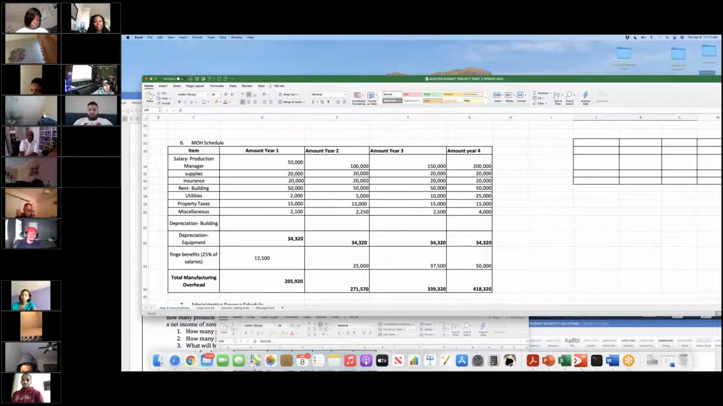Now, to get your manufacturing overhead, remembering you're moving to make $1 million and $2 million, you have to look at financial statements for the industry that you're in and come up with production manager, supplies, insurance, rent, and utilities. Since you're renting the building, you would not have depreciation on the building. But if you want to buy a building, you can have depreciation, but you have to buy the building. So that takes additional things you would do.